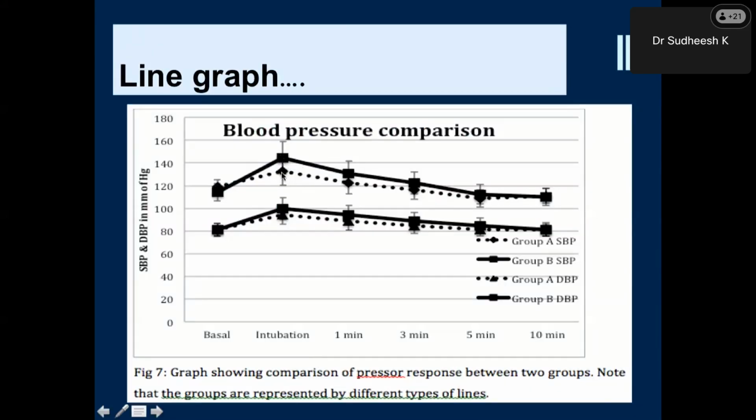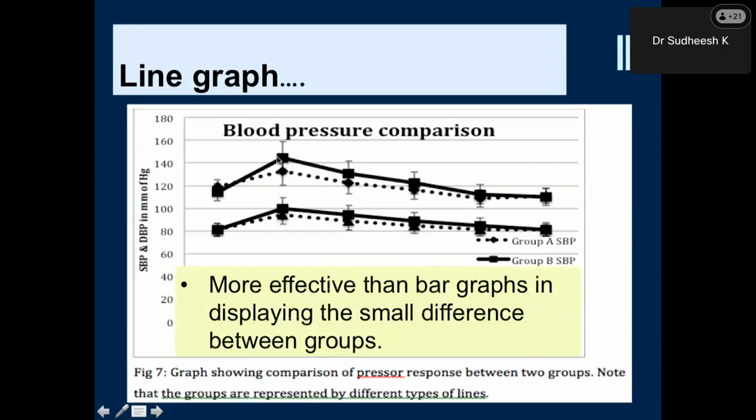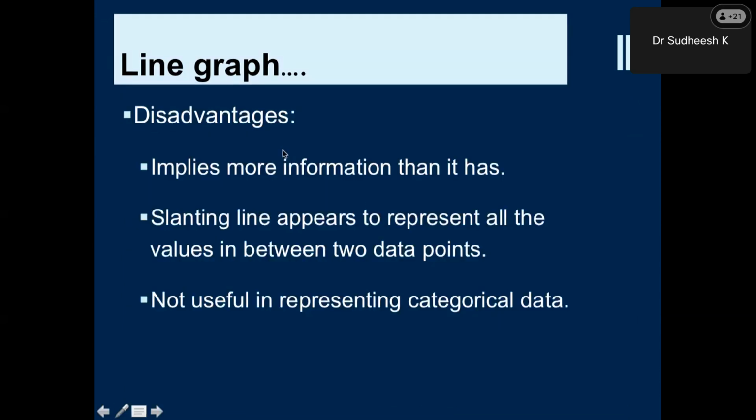So the standard deviation is the one which is represented in the form of error bars here. It shows both the positive as well as the negative values and the distribution of a value around the central value. This is more effective than bar graphs in displaying small differences between two groups. This is what I was mentioning about the whiskers, which represent the standard deviation.